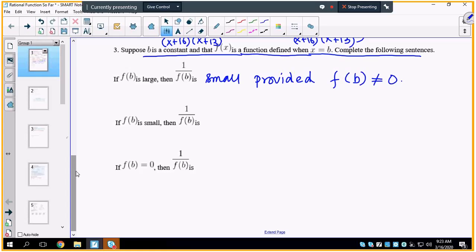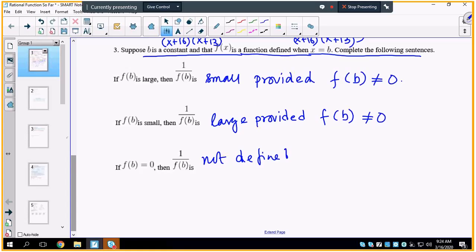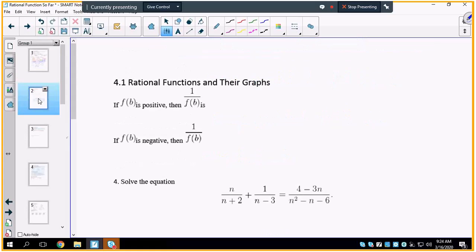Similarly, if f(b) is small, then 1 over f(b) is large. And again, I'm going to remind myself, provided f(b) is not equal to 0. If f(b) is equal to 0, then what? Then 1 over f(b) is not defined. That's where you are going to talk about the bad points. If f(b) is equal to 0, then 1 over f(b) is not defined. The idea behind working these out is to talk about the vertical asymptote.